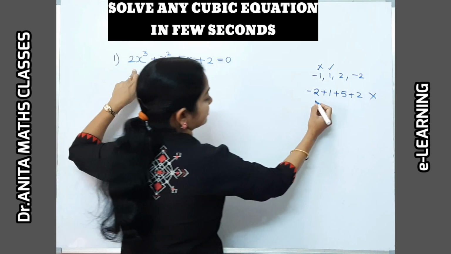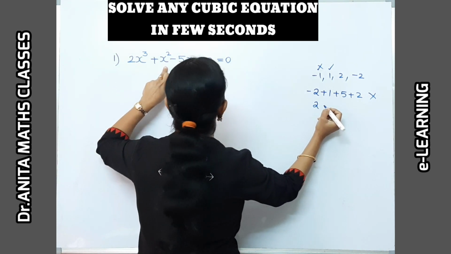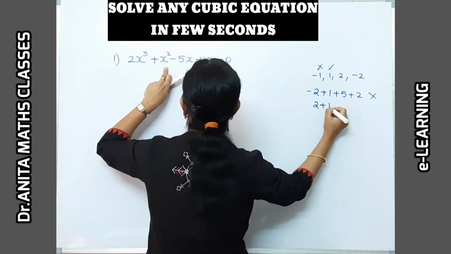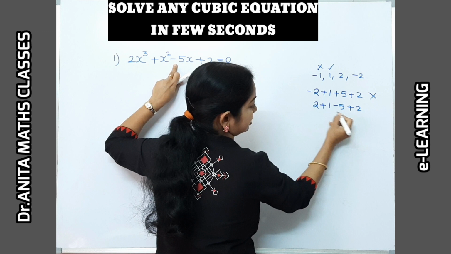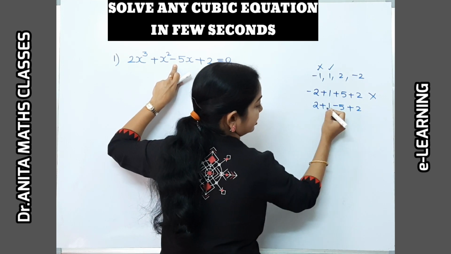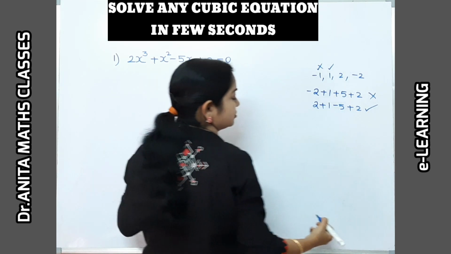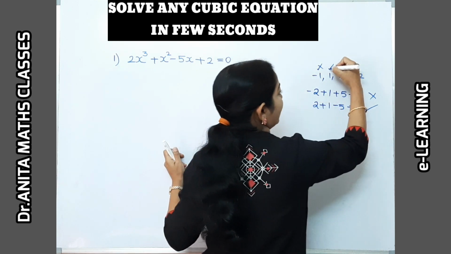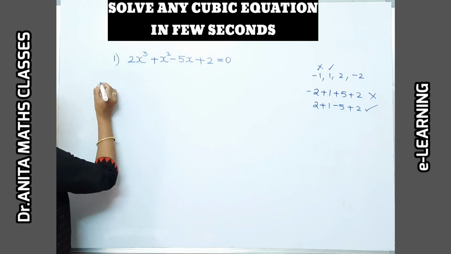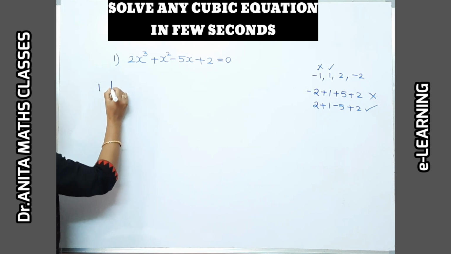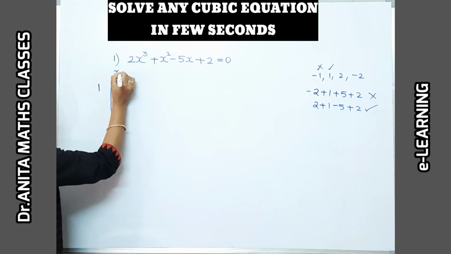So 1, let us substitute. So it comes to 2. If you substitute, 1 square is 1, minus 5 plus 2. So see here, 2 plus 3, so 5 minus 5. So this comes to 0. That means plus 1 is a factor. So let's take that 1. We will start with 1, x equal to 1.